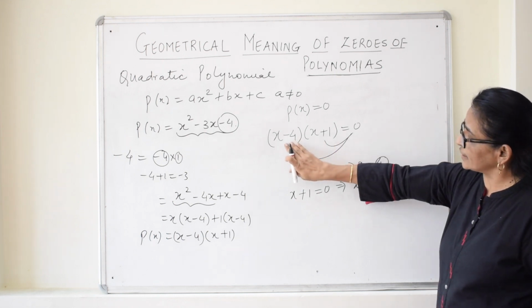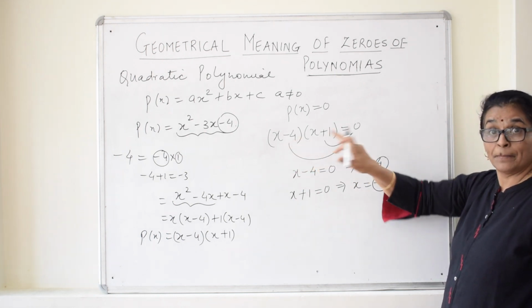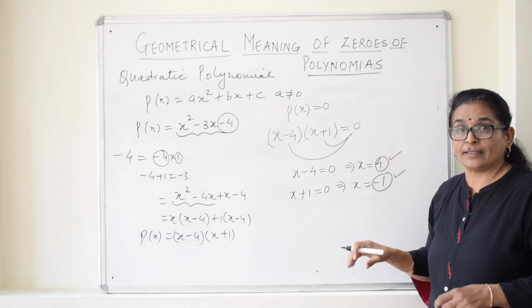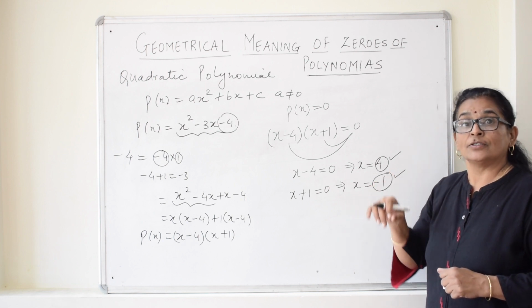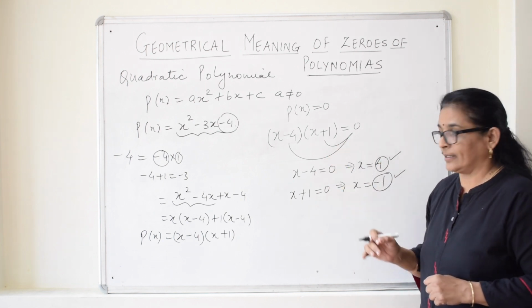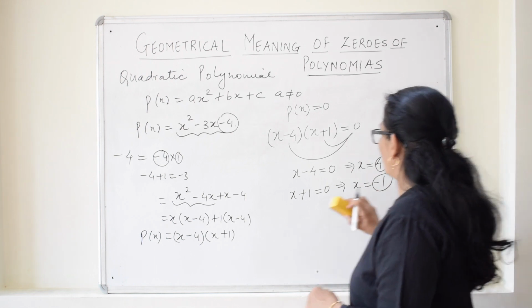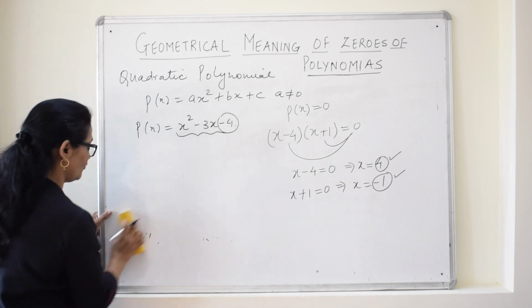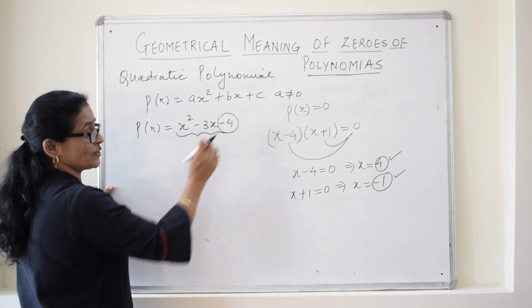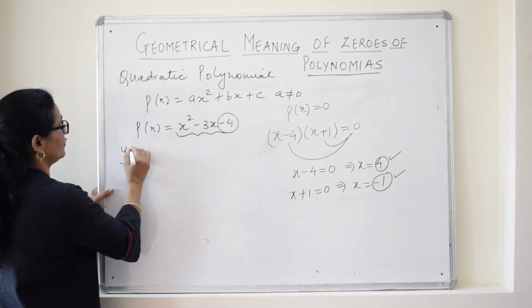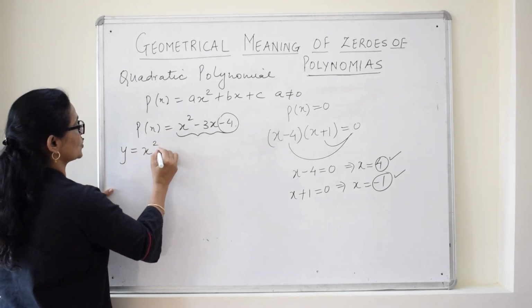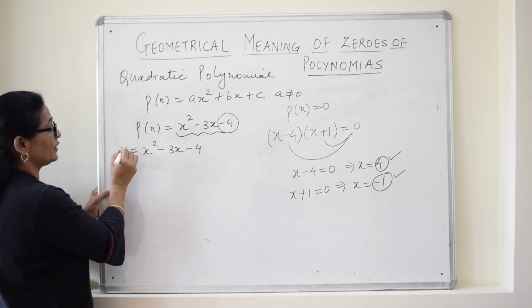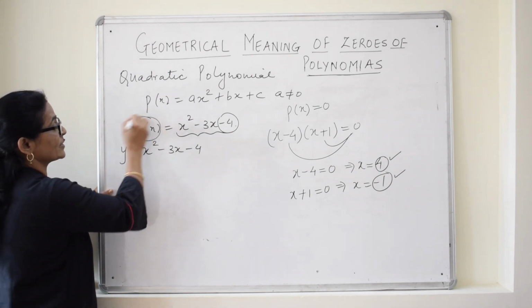So the factors are x minus 4 and x plus 1. But the zeros are 4 and minus 1. This is algebraically. The same thing we can do geometrically or graphically. So to represent this quadratic polynomial, we have to find the solutions the same way. What will we do? y is equal to x square minus 3x minus 4. Always remember this y is p of x.